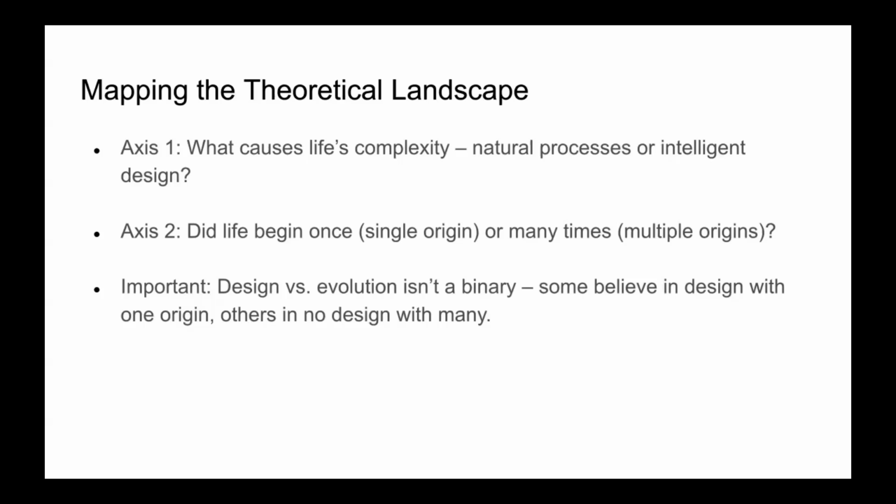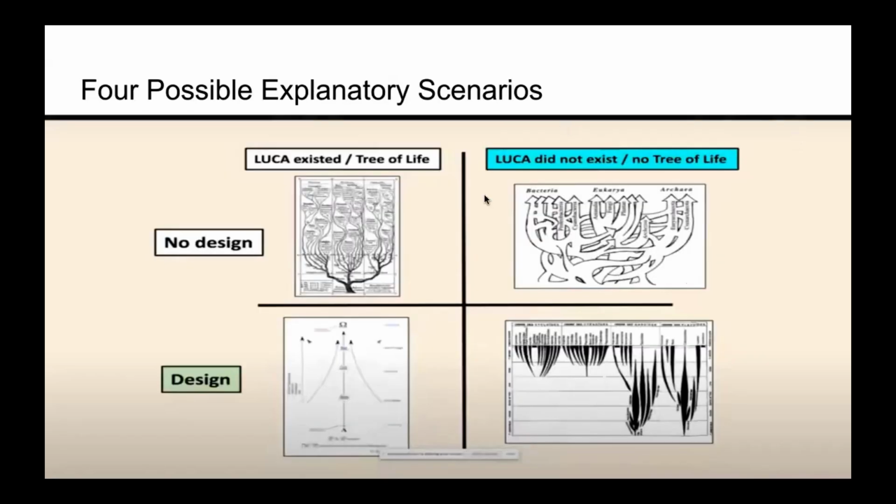And the other axis, you can understand as the historical pattern, right? So did all organisms descend from a single tree of life, or was it like a forest of life, right? One with multiple origination events. You can look at these four plausible scenarios to orient yourself with regards to the positions that are available.